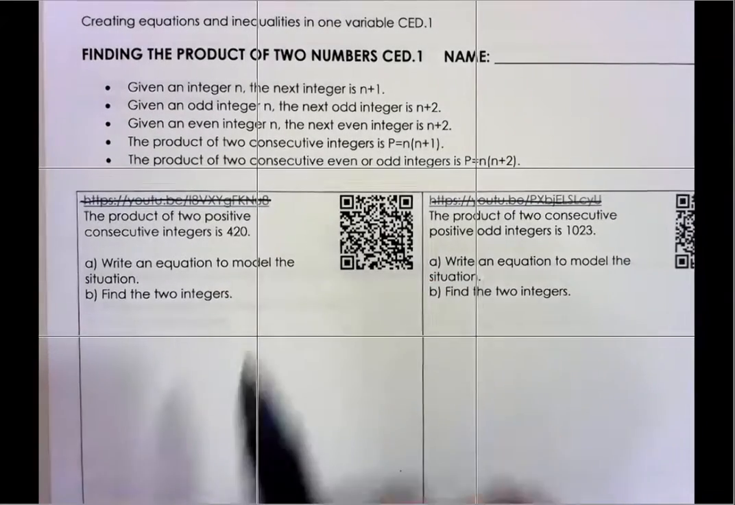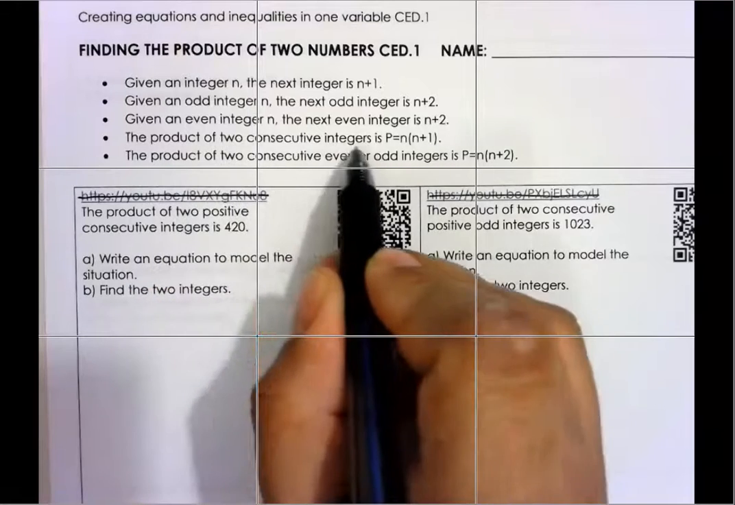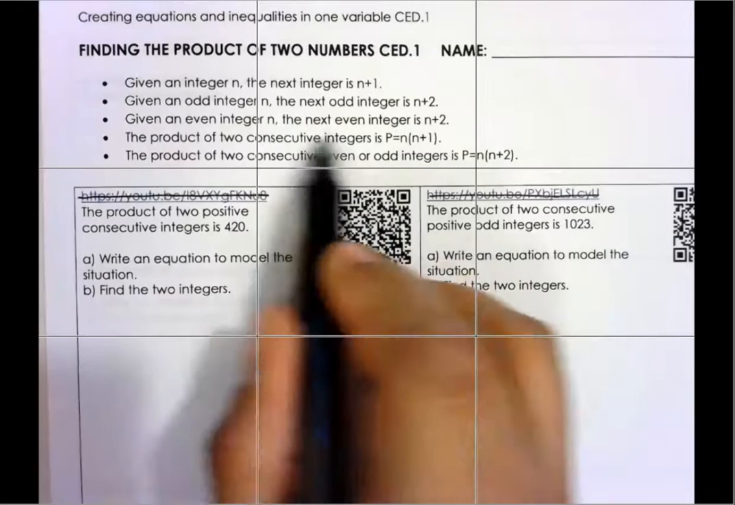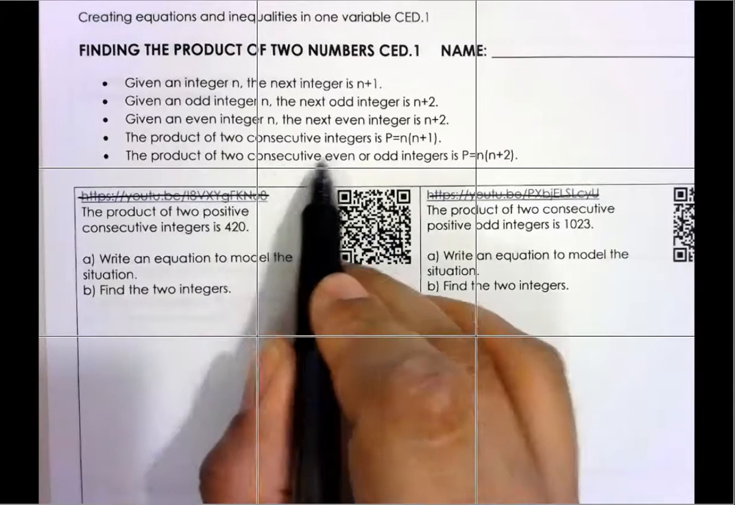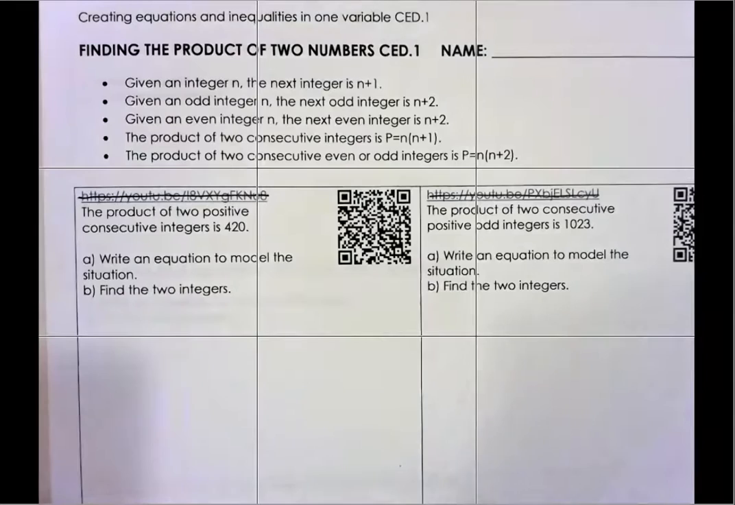Okay? So if you're going to multiply, that's what the product is, of two consecutive numbers, that's going to be n times the next one, n plus 1. And the product of two consecutive even or odd integers is going to be n times n plus 2.